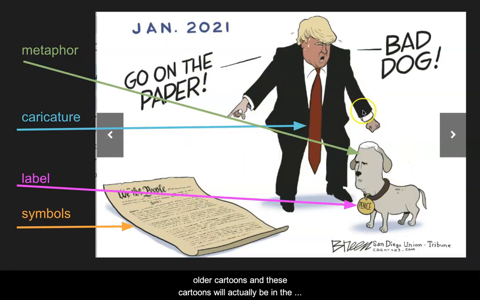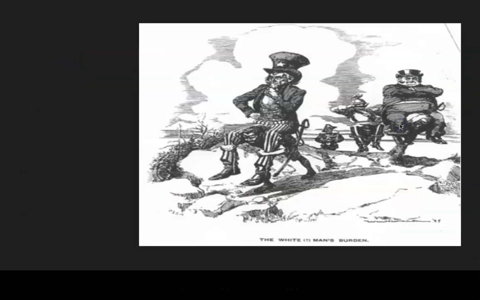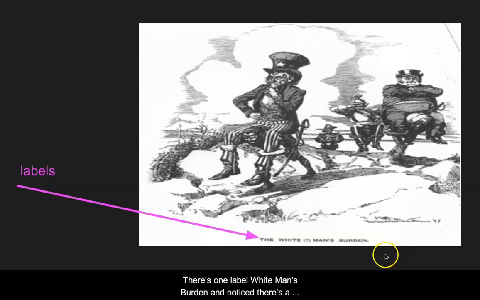Okay, so now let's look at some older cartoons, and these cartoons will actually be in the packet that you have in this module. So this is a cartoon. Let's analyze it. So labels. There's one label, White Man's Burden, and notice there's a question mark there. And White Man's Burden should sound familiar to you. We read that poem last term. It's a poem by Rudyard Kipling.